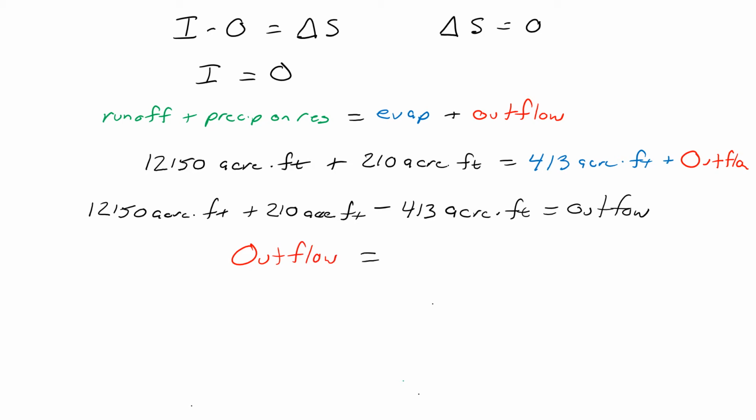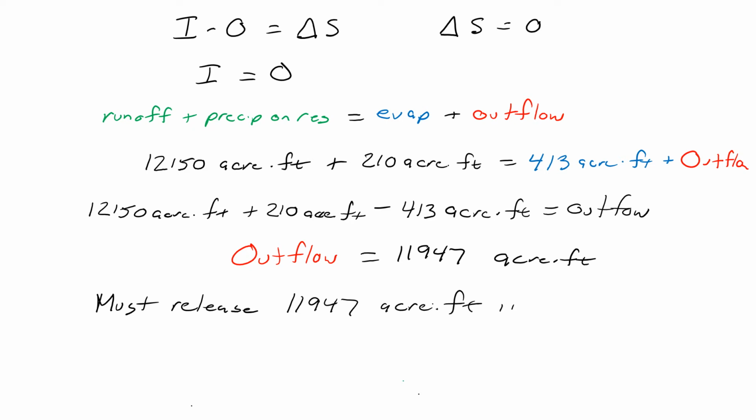So our outflow has to equal 11,947 acre feet. Okay, so that's the total amount it's going to raise the water in your reservoir. 11,947 acre feet. So we got to get rid of that, right? That's how much we have to let go. So as a dam manager, you must release 11,947 acre feet in 180 days.